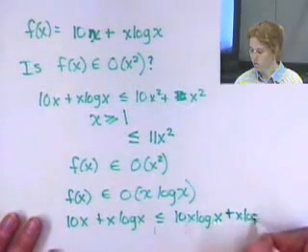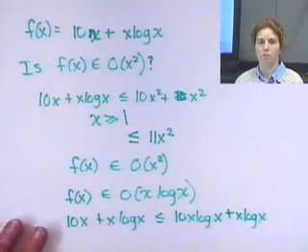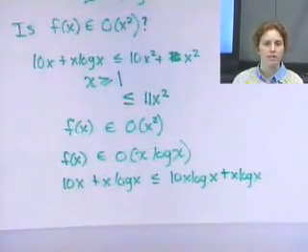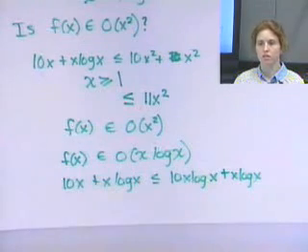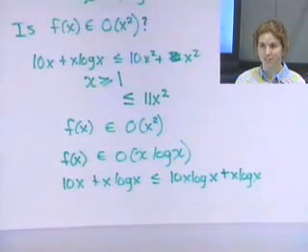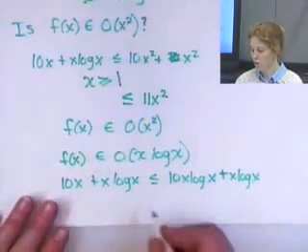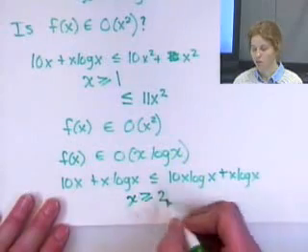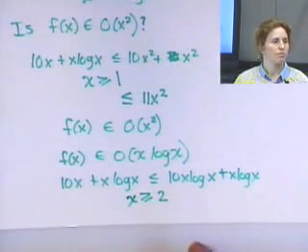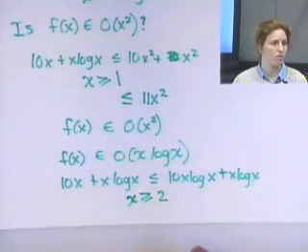plus x log x. But what do I have to be careful about here? I can't start at x equals 1 because if I replace x with x log x, then when x equals 1, x log x is equal to 0, right? Which is not bigger than 1. So actually x needs to be at least 2. So if I use a big O that has log x's in it, usually start at 2, just to be safe, because log of 1 is going to be 0.